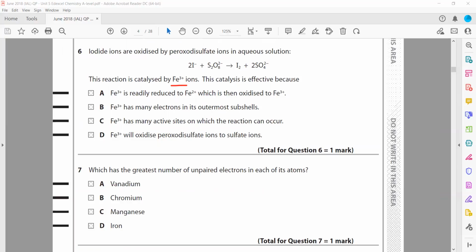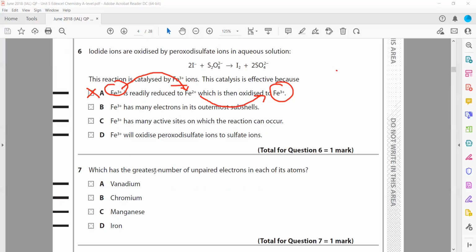Basically, when transition elements are used as a catalyst, they can easily be oxidized and reduced. This is a homogeneous catalyst. When we use a homogeneous catalyst, it can easily change its oxidation number. So iron(III) can readily be reduced to iron(II), and then iron(II) can be oxidized back to iron(III). So we get the same iron(III) back again. That's why, for a substance to be a catalyst, overall it does not change. So A is the right answer.